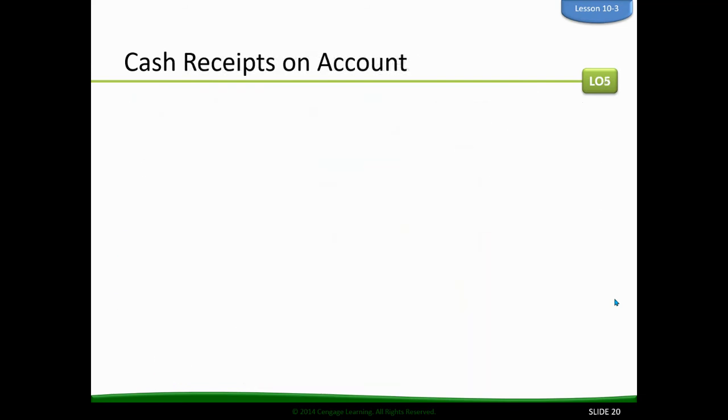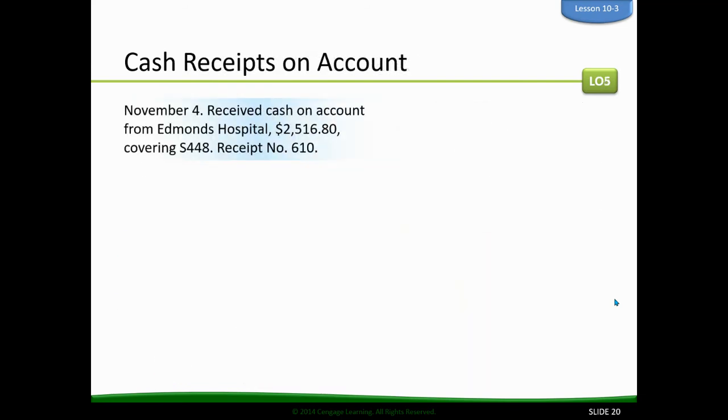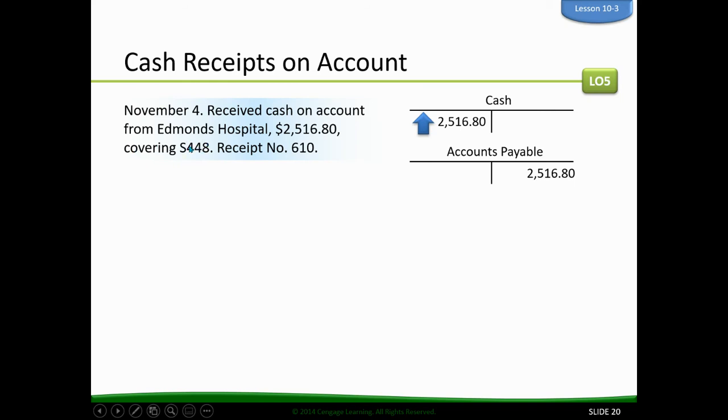All right. So this one, we received cash on account. Remember, read those words, on account. Those are important because they tell you that we're going to go to an accounts receivable. So we received cash on account from Edmonds Hospital. Looks like they're one of our customers. The total was $25,168.00, covering S448. Remember, that's extra information that just tells you where the original invoice was from. Receipt number 610. So R610.